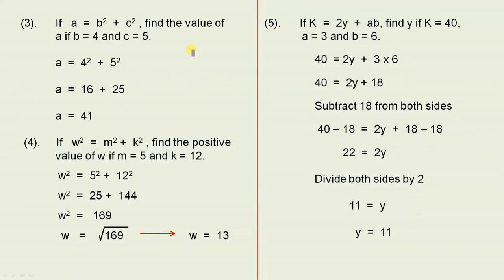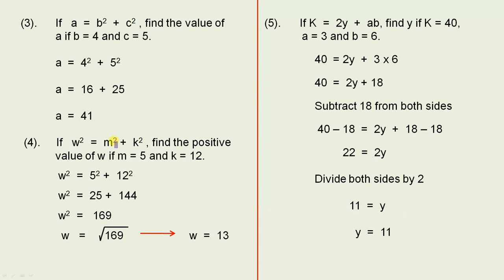If A equals B squared plus C squared, find the value of A if B equals 4 and C equals 5. So we substituted the values into the equation to give us that line. That's 16, that's 25, so A equals 16 plus 25, which is 41.